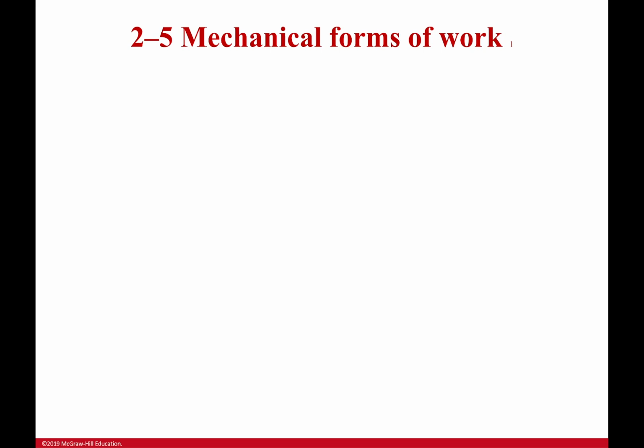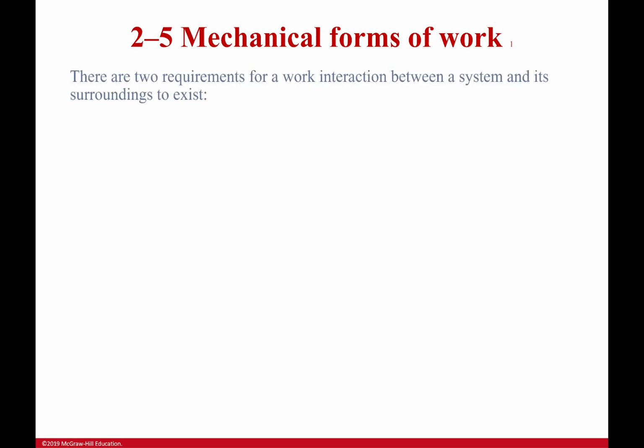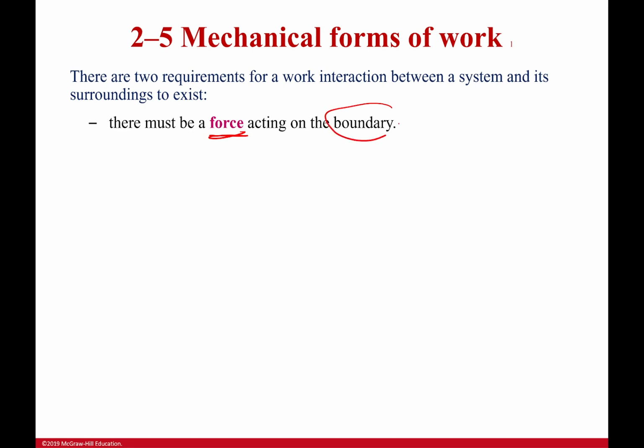So, we've gone through various forms of work. Let's really dig deep now into different mechanical forms of work. Now, for us to have a mechanical type of work, there's two things we need. One is a force, and it has to be acting on a boundary. You're like, well, what does that mean by boundary?